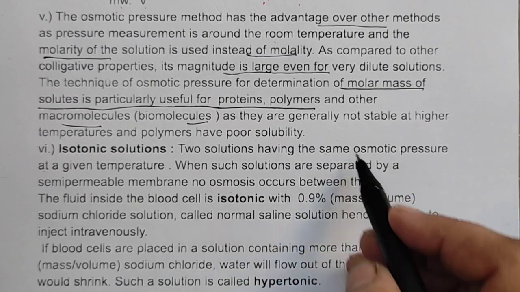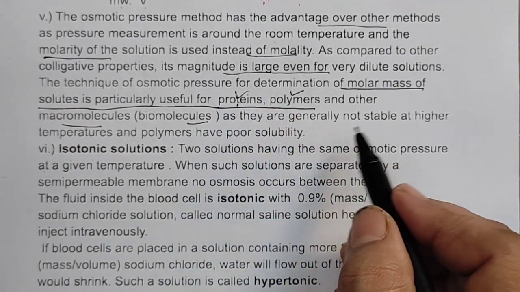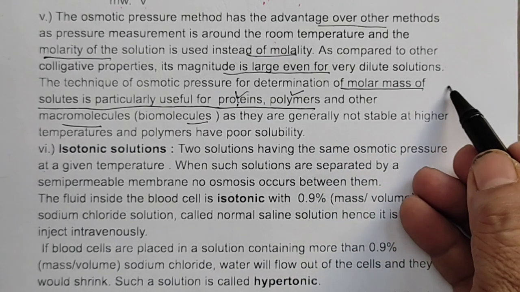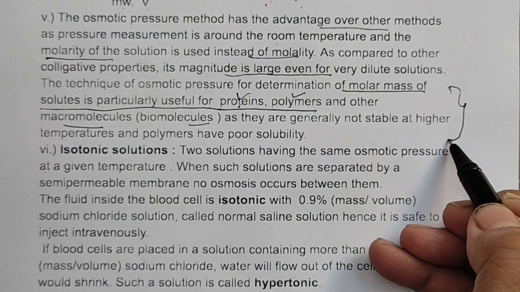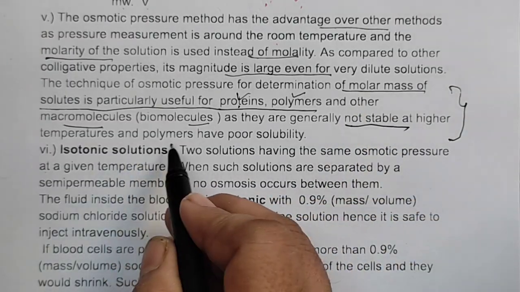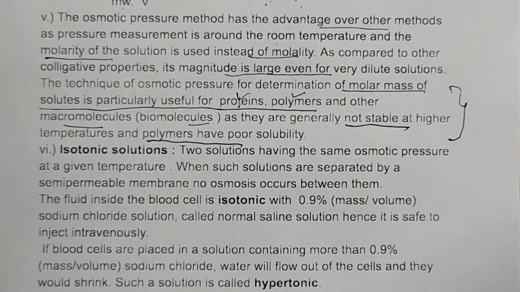So, in these cases, that is polymers, proteins, macromolecules, they are not stable at higher temperatures. So, at normal temperature, we can calculate their molar masses easily. There is no temperature variation. So these are not stable at higher temperatures. And polymers, they have poor solubility also.